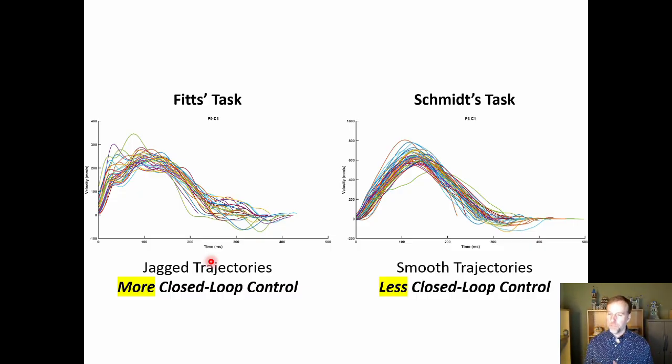And in some experiments we're in the middle of processing, so I don't want to make conclusions too soon, but we're trying to delve into, well, what type of closed loop control? And it seems like the type of closed loop control is different between these. That goes beyond what we've talked about today.